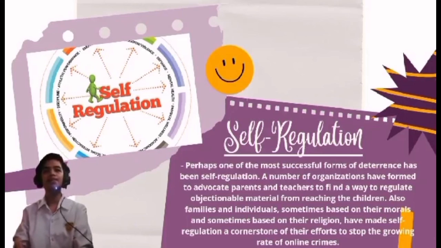Marahil isa sa pinakamatagumpay na determinasyon ay ang self-regulation at isang samahan ang nagtaguyod sa mga magulang at teacher na humanap ng paraan para turuan ang mga bata na malaman ang tama at mali. Kasama na din ang pamilya at mga nakapaligid sa kanila at ang kanilang religion upang makabuo ng kanilang self-regulation. Nang sa ganon ay mabawasan ang paglago ng mga online crimes.